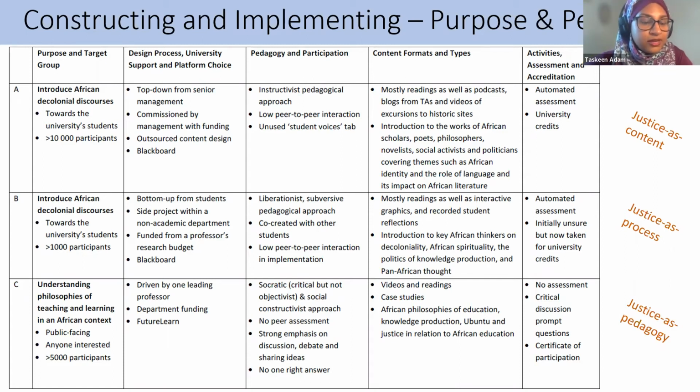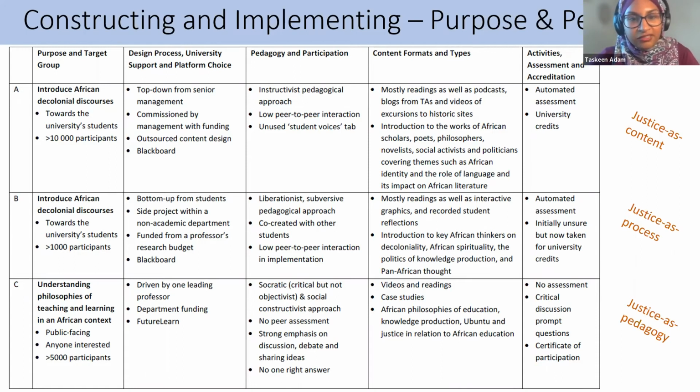Then in the third course, a specific lecturer who was quite prominent in this field set up a course to look at understanding different philosophies in African thought, right? In this one, the topic was somewhat decided by the expert. So in terms of bringing in different voices in the creation, that didn't quite happen. But in the teaching, he embodied a very much justice as pedagogy approach. So even though it was a massive course, there were different case studies, different videos and readings, and critical assignments for people to engage with in a Socratic method.